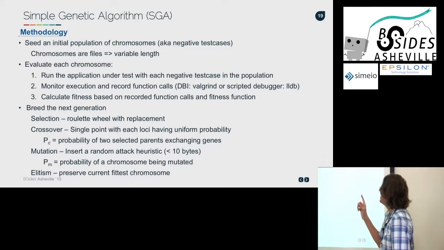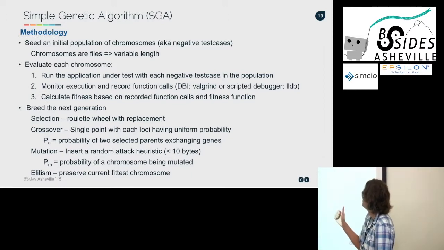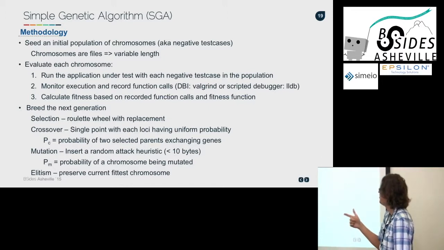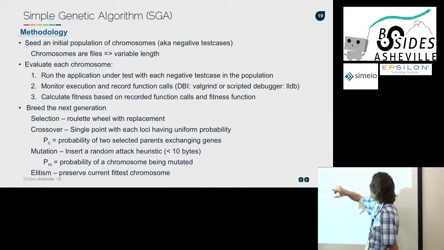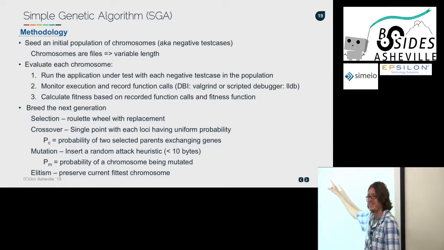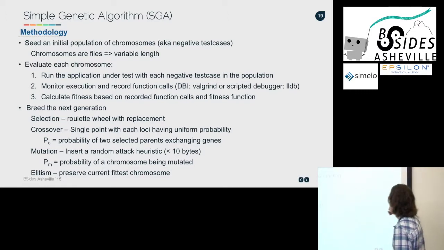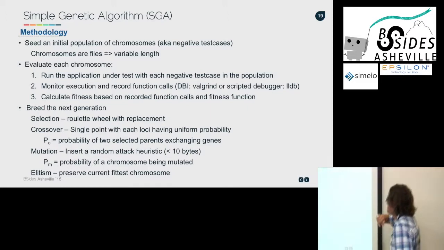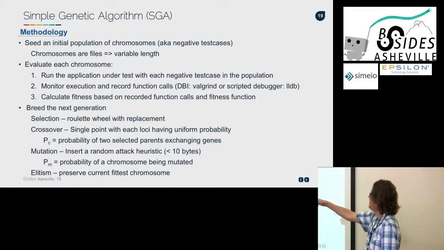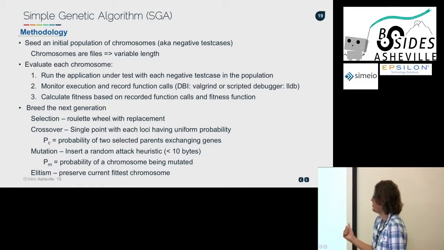So when we take one of these test cases, we evaluate it: we run the application under test with the negative test case, monitor execution, and record the function calls. I used Valgrind for this when I did the initial research, and boy is that slow, and we'll talk about why. This is a lot faster, but it's still slow. So you can calculate the fitness based on the recorded function calls, and then we just do our reproduction. We breed our next generation.